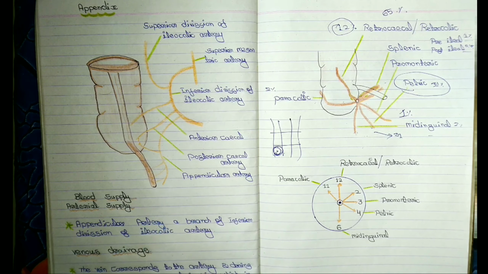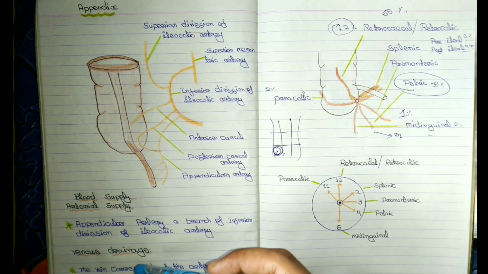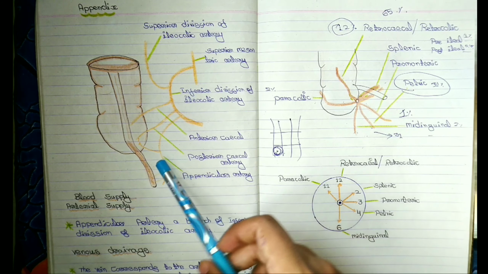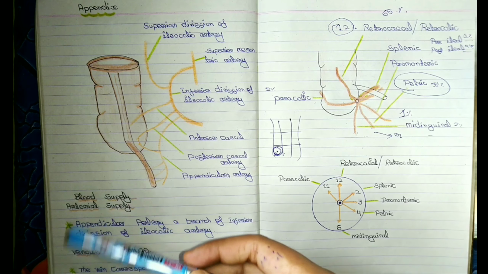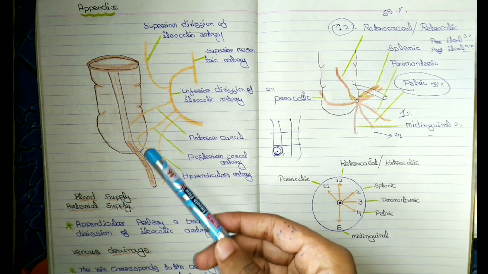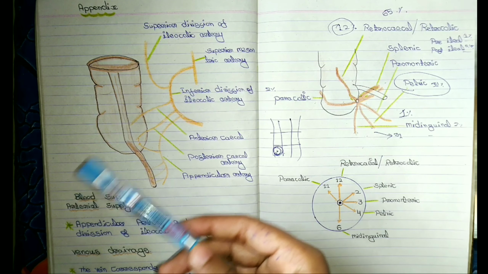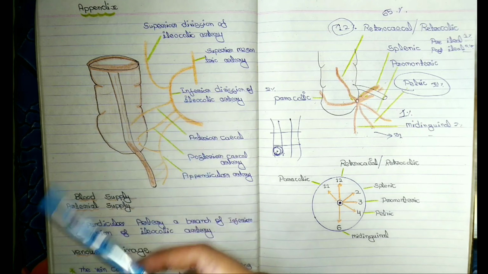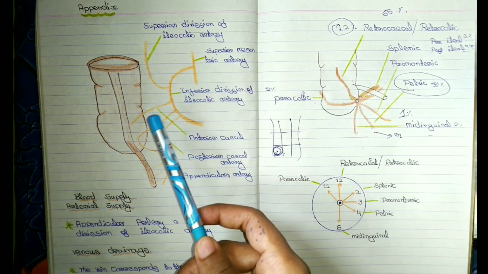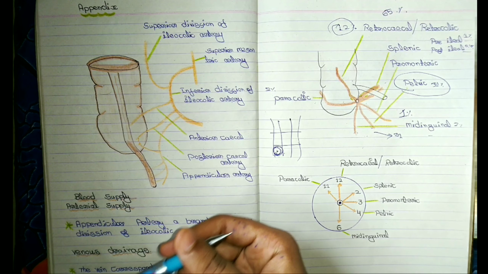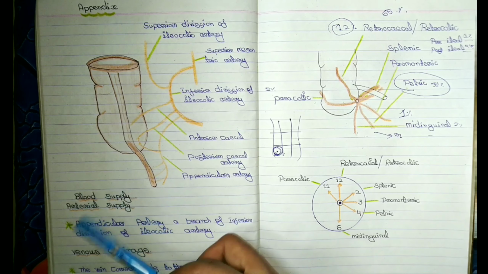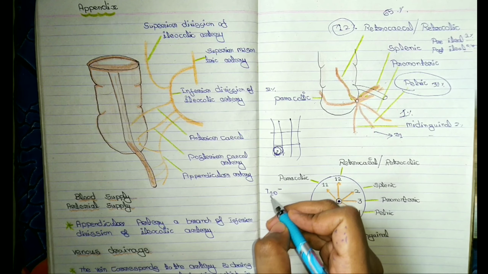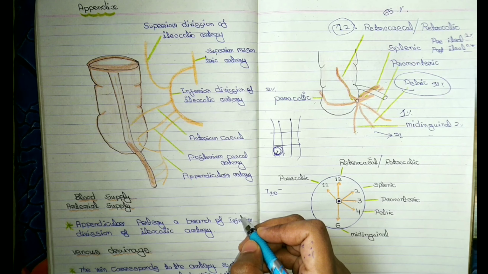Nerve supply of the appendix. The sympathetic nerve supply, which carries the pain sensation from the appendix, is derived from the T10 spinal segment. In appendicitis, the referred pain occurs at the umbilicus because both have the same segmental nerve supply, that is the T10 spinal segment. The parasympathetic nerve supply is derived from the vagus nerve.